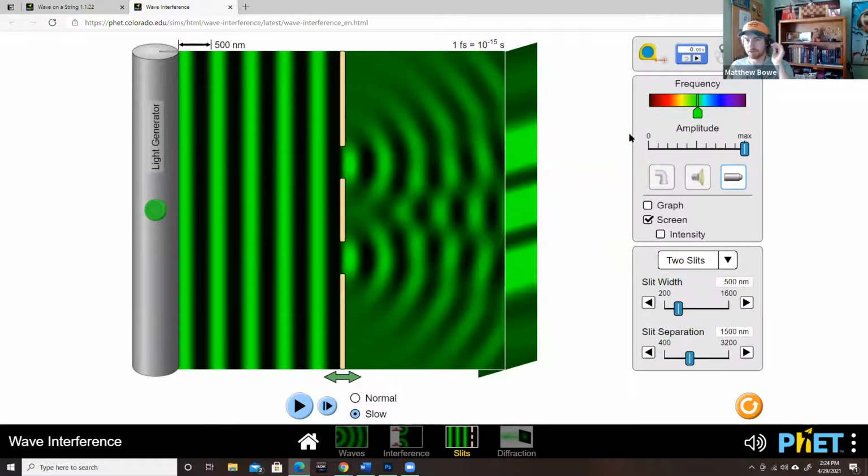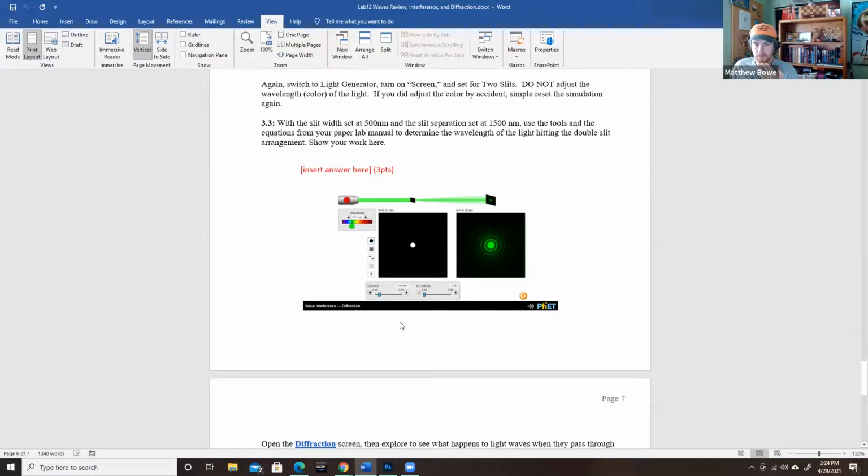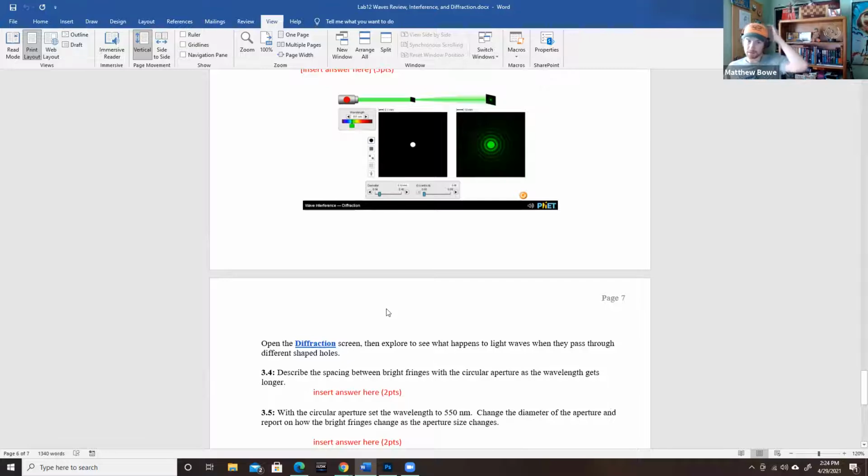Also, what if I just change the frequency of the light? What if it just means I change the color? Does changing the color do anything? This is what this part will investigate. All right. That. And then the final part is diffraction.